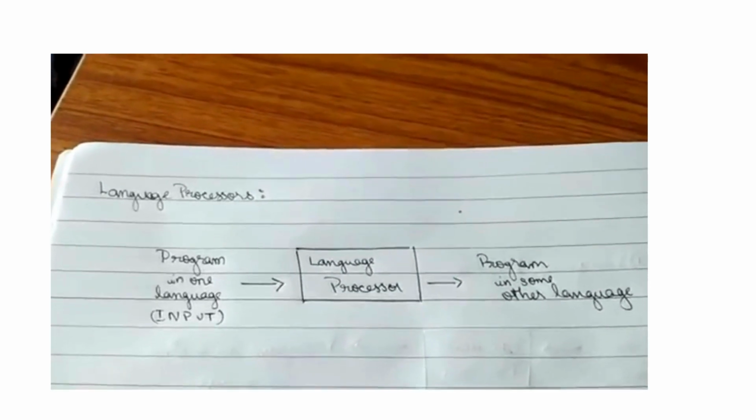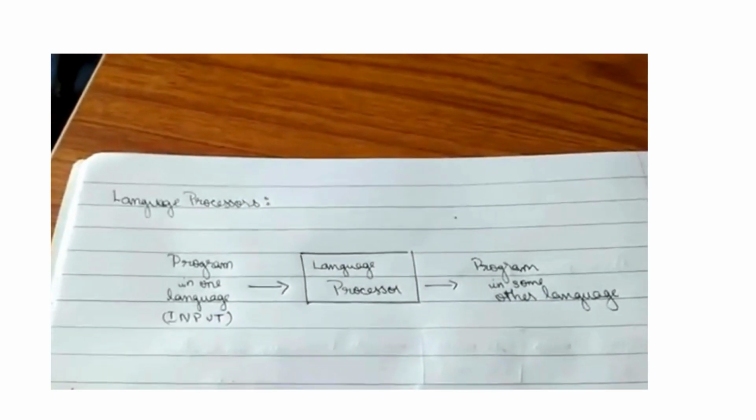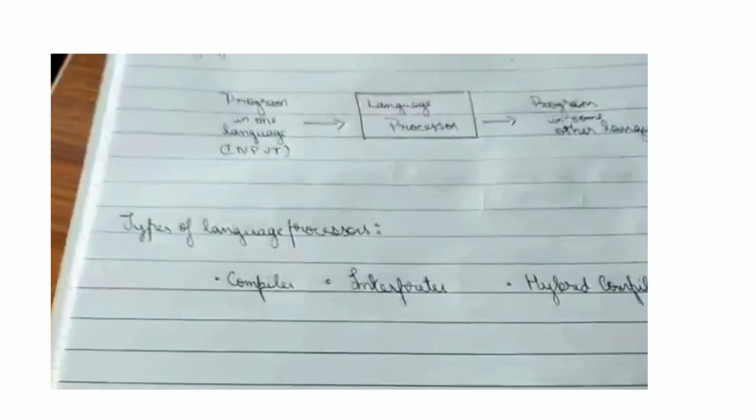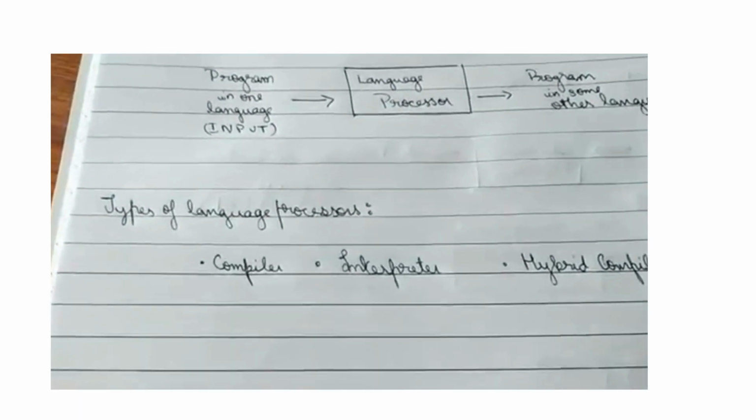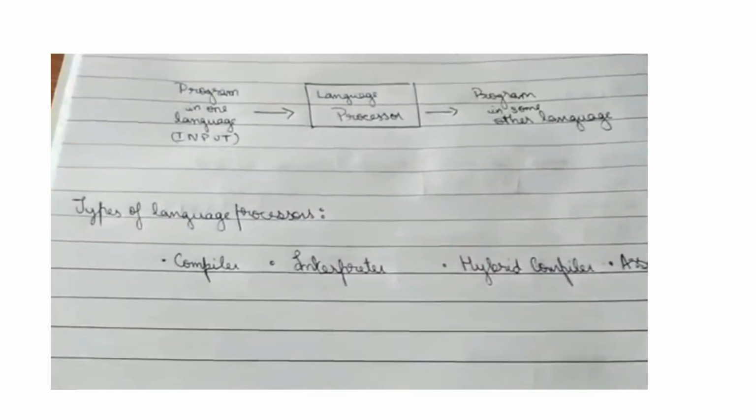So basically there are four types of language processor, namely compiler, interpreter, hybrid compiler, and assembler. I repeat, compiler, interpreter, hybrid compiler, assembler.